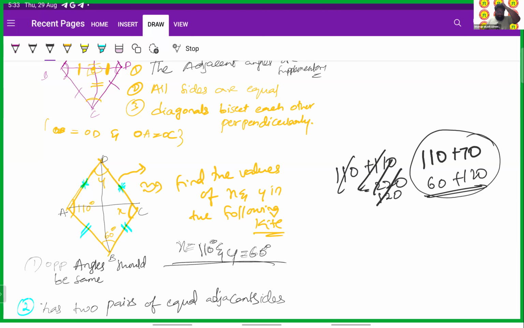Opposite angles should be equal and obtuse in a kite. So it's correct only. Opposite angles should be the same. They should be equal and obtuse.